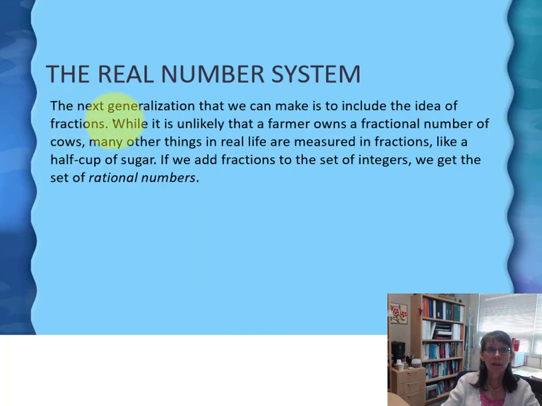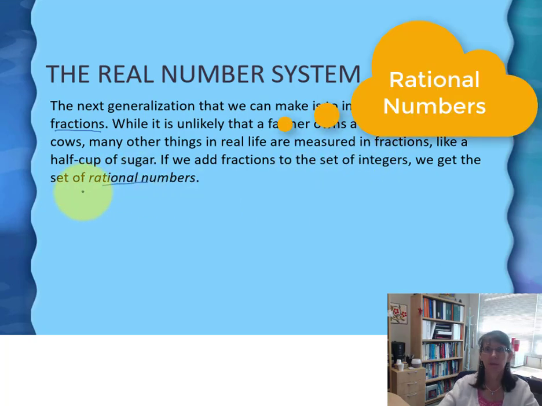The next generalization that we can make is to include the idea of fractions. While it is unlikely that the farmer owns a fractional number of cows, he can't really have half a cow, many other things in real life are measured in fractions, like a half cup of sugar or half a glass of water. If we add fractions to the set of integers, we get the set of rational numbers.